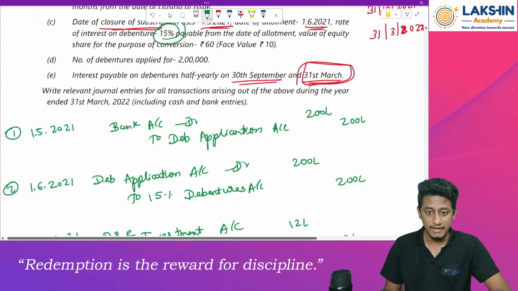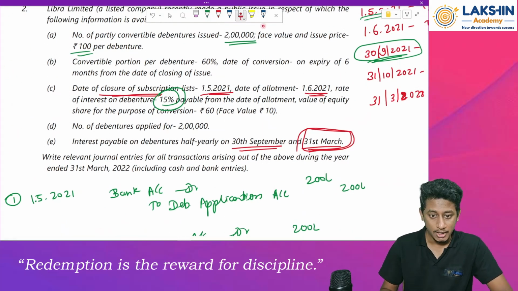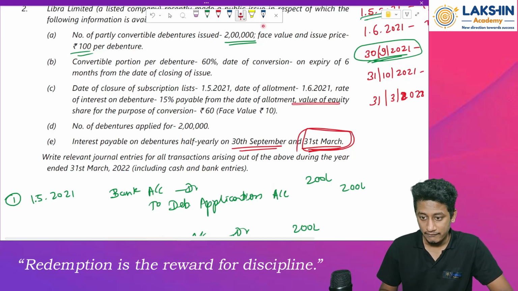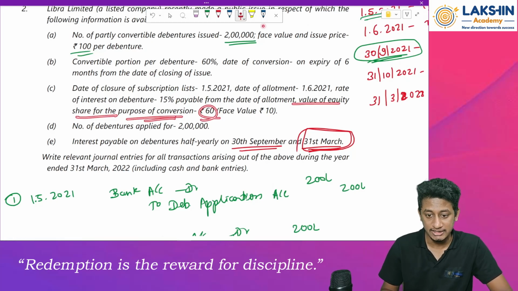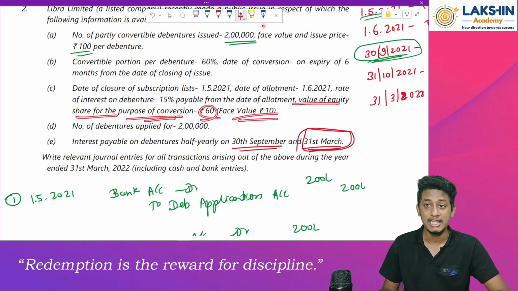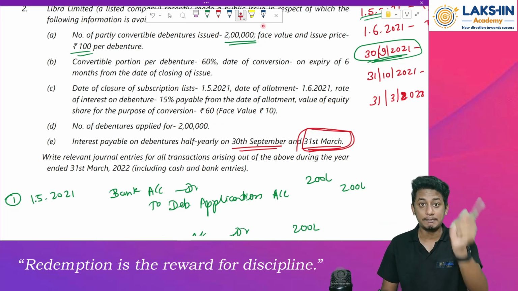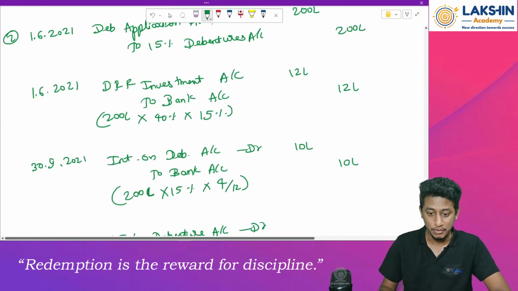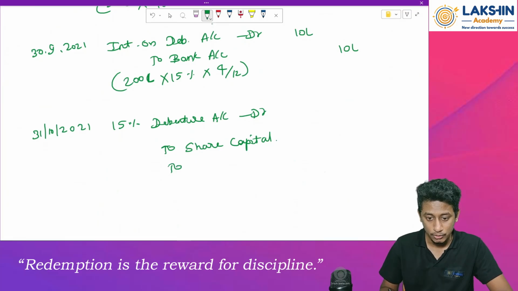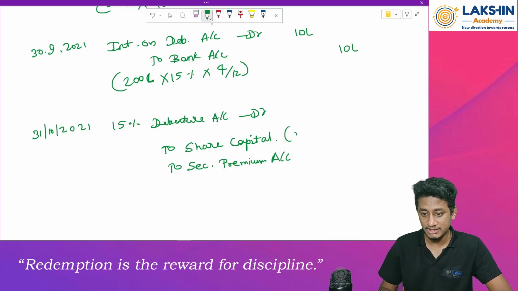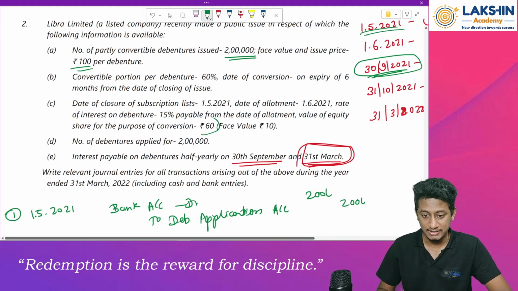By the way, are these debentures redeemable at a premium? Let's see. The value of the equity share for the purpose of conversion is rupees 60 at a face value of 10. That means whatever equity shares they are receiving, it is at a premium, so we are supposed to take the premium over here. So to securities premium account. This is rupees 10, and this is rupees 50, because the total value is rupees 60. So 50 plus 10 will be 60.